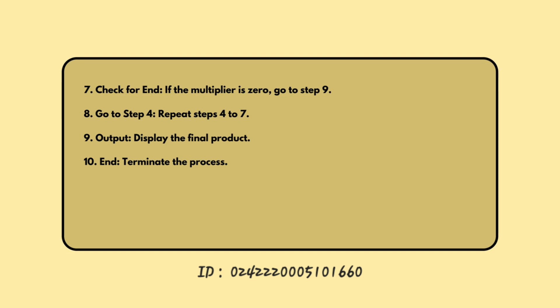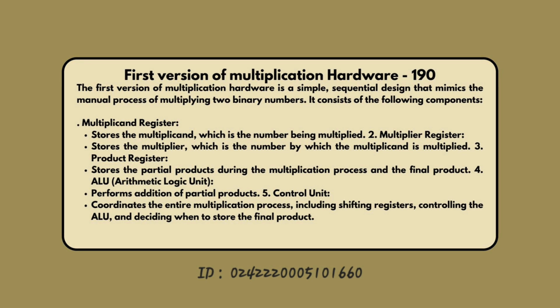Final output. Once the multiplier becomes 0, the product register holds the final result. We terminate the process. In this slide we can see the first version of multiplication hardware.